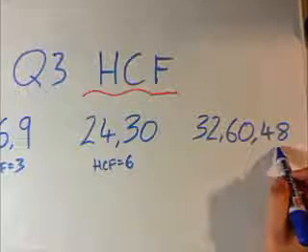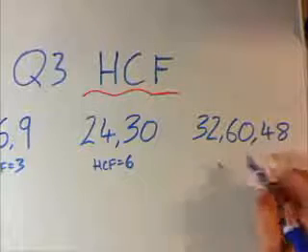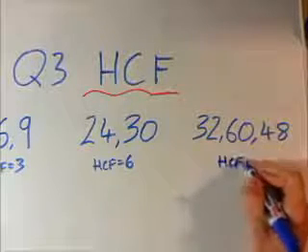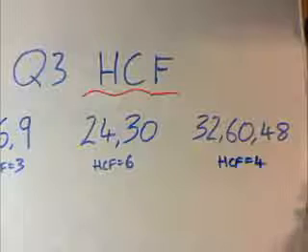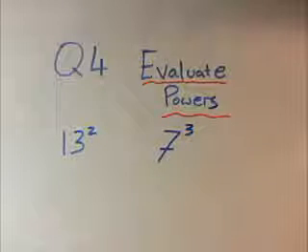And 4 times 12 is 48. So highest common factor equals 4. Okay, question 4 deals with evaluating powers.